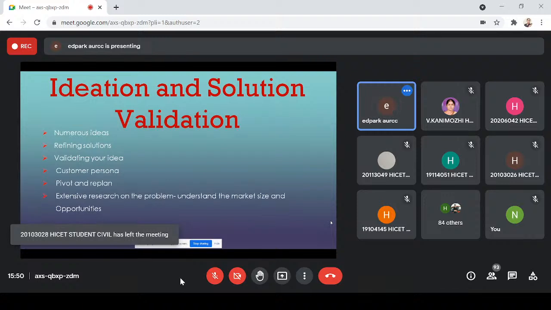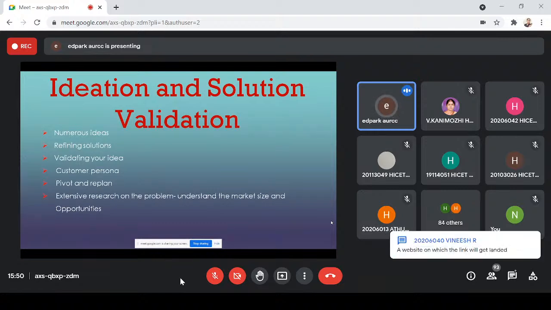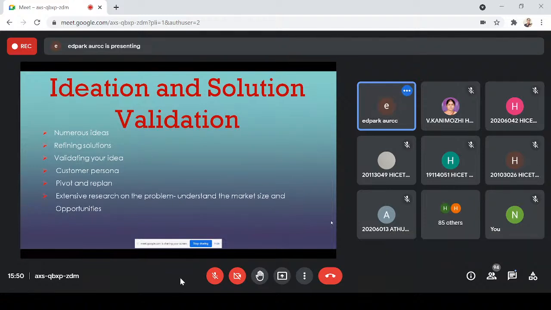Landing page. Okay, no problem. It's a page that can be created, a website on which a link will get landed. Okay, it is not something like that. A landing page is created at the back end of your Instagram page or Facebook page that will analyze the data.